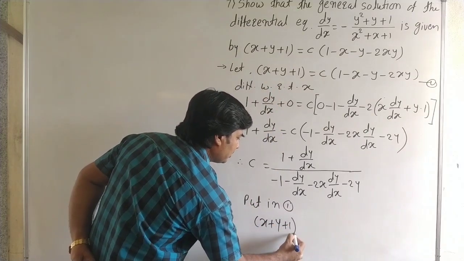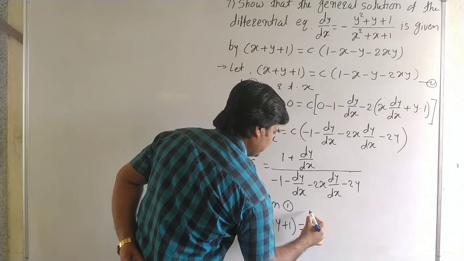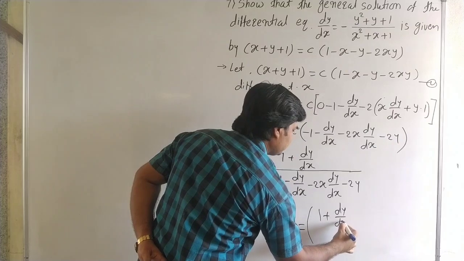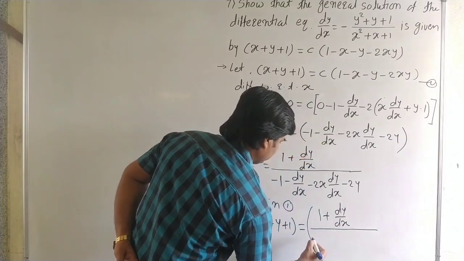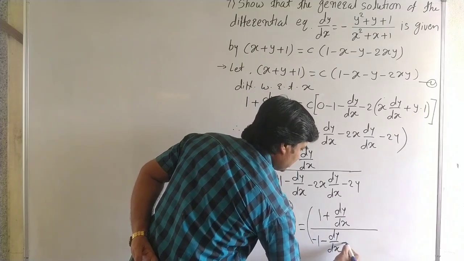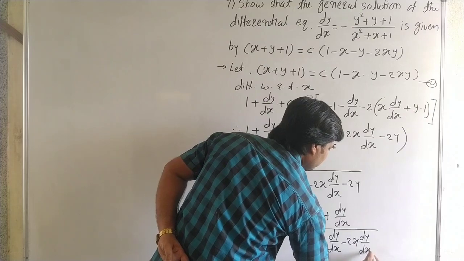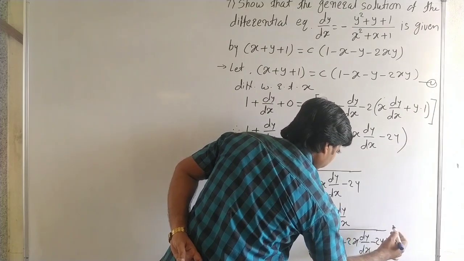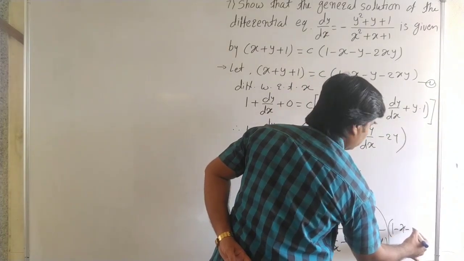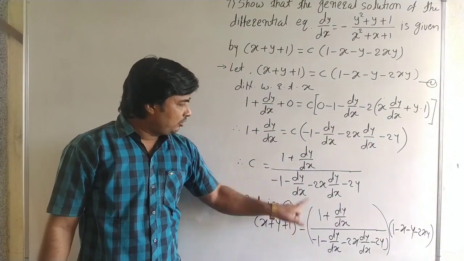See carefully, in equation number 1 we get x plus y plus 1 equals c, which we can write as (1 plus dy by dx) upon (minus 1 minus dy by dx minus 2x dy by dx minus 2y) into (1 minus x minus y minus 2xy). Here we write only the value of this c.